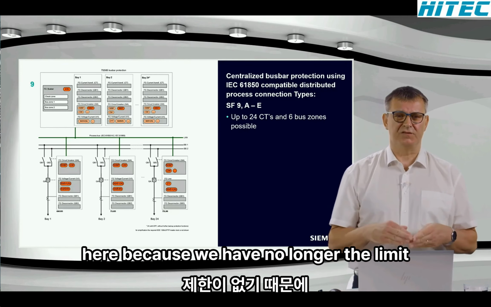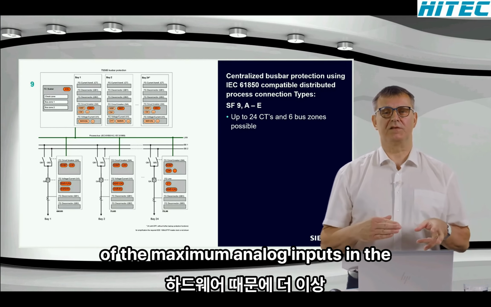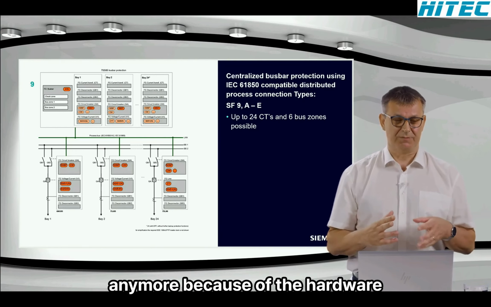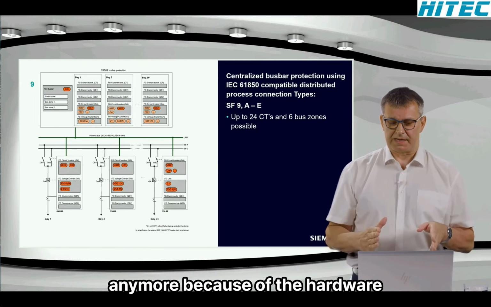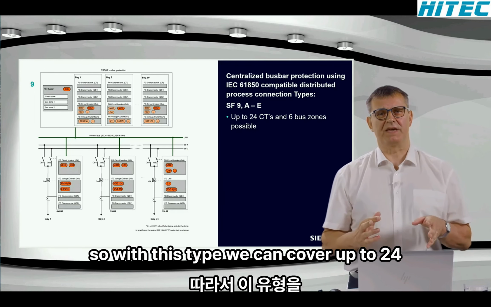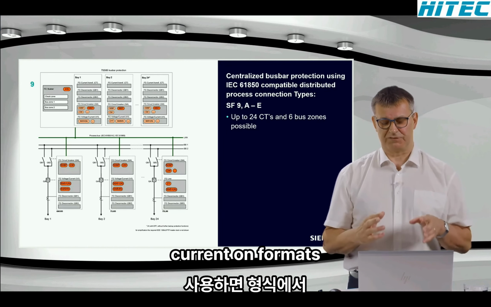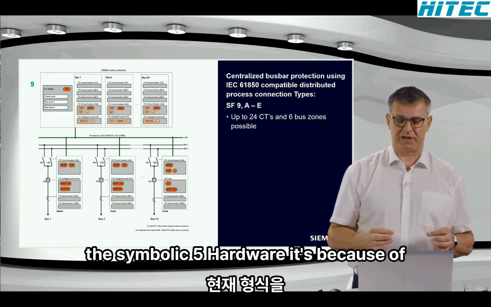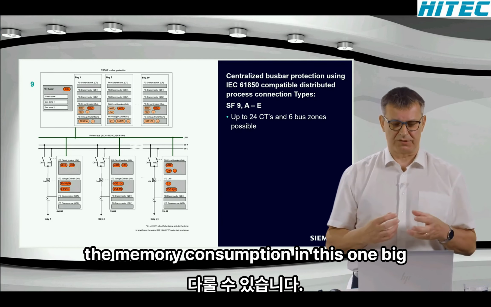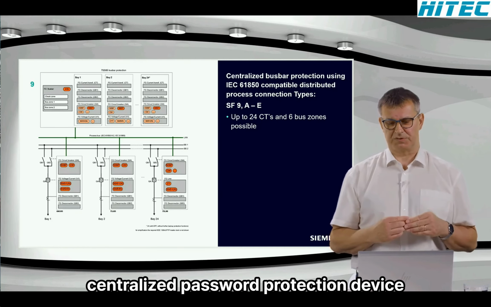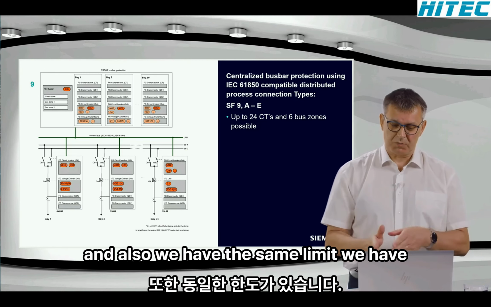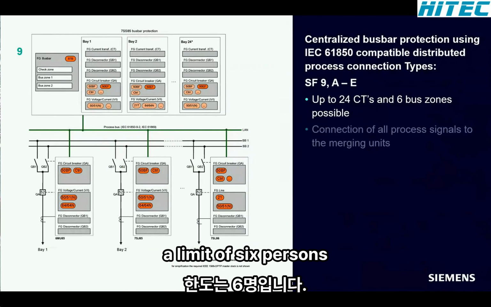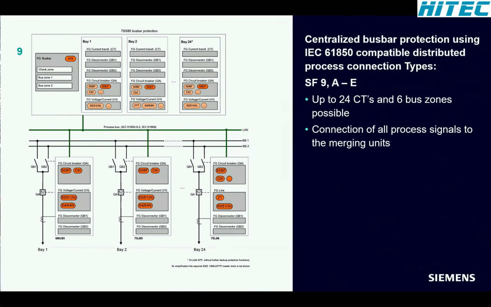Here we no longer have the limit of the maximum analog inputs in the Protect 5, which is no longer a limit because of the hardware. So with this type, we can cover up to 24 current transformers. This limit of 24 is not because of the Protect 5 hardware, but because of the memory consumption in this one big centralized busbar protection device. And we have the same limit of 6 bus zones.